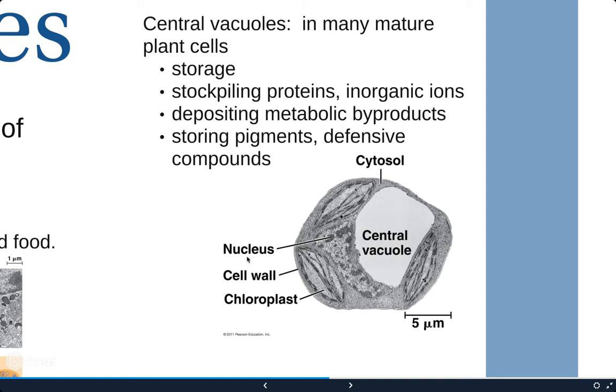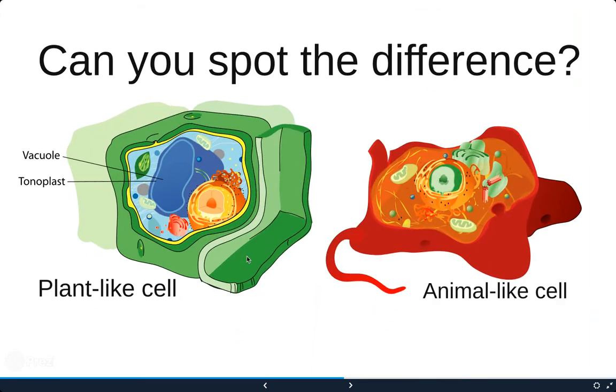As soon as you water the plant, if you catch it in time, the vacuoles refill, the pressure builds on the cell walls, and the plant is able to stand upright again. The central vacuole also stockpiles or stores proteins, inorganic ions, et cetera. But primarily, I think of it as a big swimming pool in the plant cell. You should always be able to look at any cell and tell the difference between a plant-like cell, so a cell that has a cell wall and chloroplasts, and an animal-like cell.